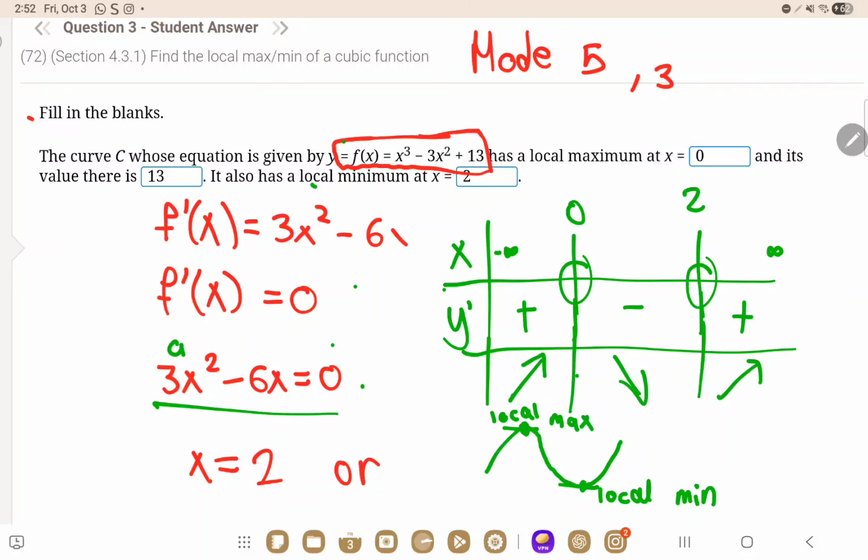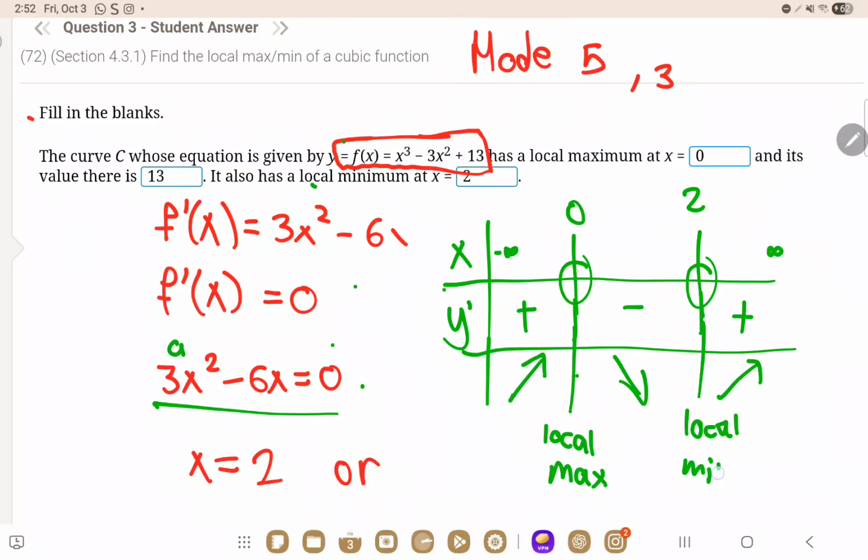At point 0 is a local max, and at point 2 is a local minimum. So let's write it down so we can actually solve the question. Now, the local maximum is at x equals 0, and its value there is 13.